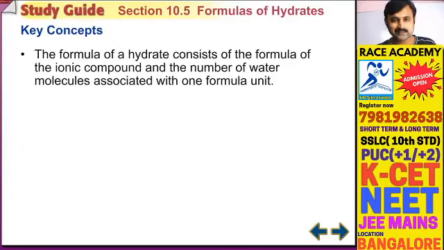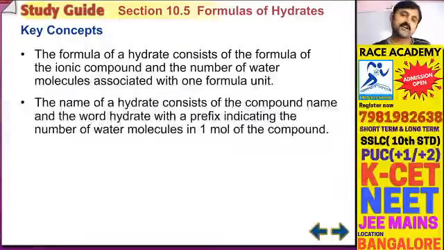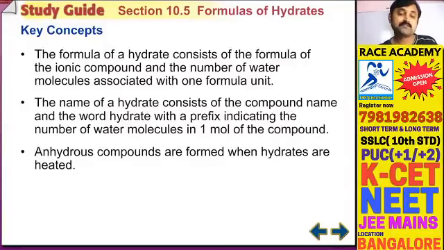And in the fifth session, we discussed the formula of hydrates. The formula of a hydrate consists of the formula of the ionic compound and the number of water molecules associated with one formula unit. The name of a hydrate consists of the compound name and the word hydrate with a prefix indicating the number of water molecules in 1 mole of compound. Anhydrous compounds are formed after we remove the water by heating.